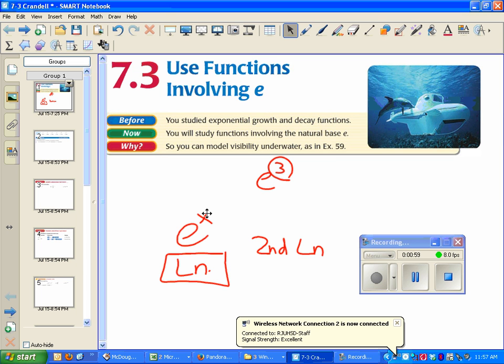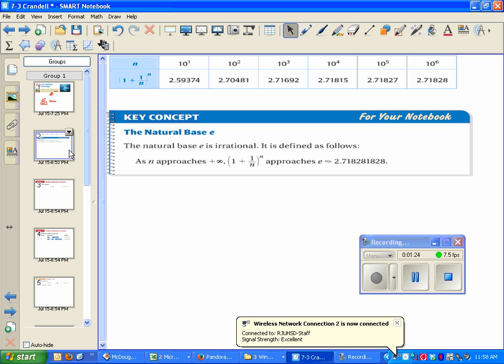All right, so just involving e, we're going to do growth and decay again, but now with the natural base e. Our bases for decay and growth were things like 2 to the x, so the base would be 2, or 3/4 if it was a decay function. So now e is going to be our base.